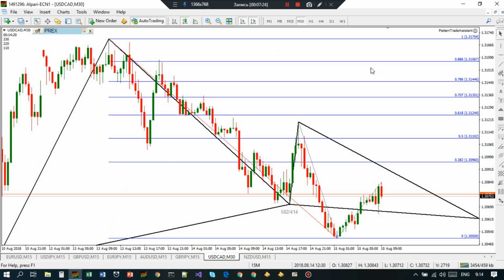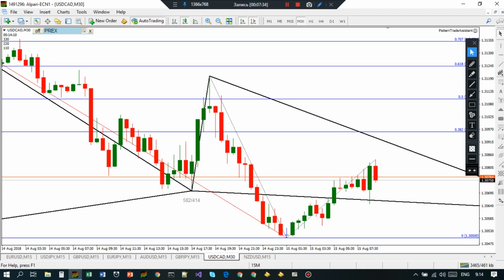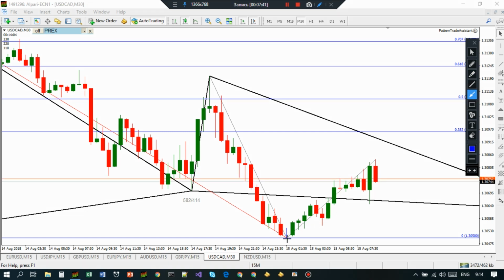So what we need to do is to wait for initial thrust. The initial thrust should be a zigzagging movement. Let me show you what I mean by zigzagging movement. It means that it should move to the upside. If we do the candle to candle analysis, it should move to the upside, to the downside, to the upside, to the downside. So it should install a minor uptrend.